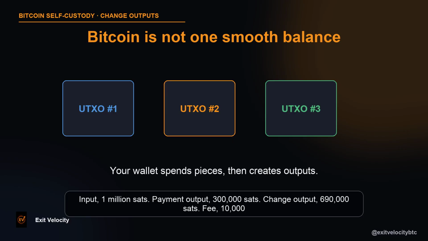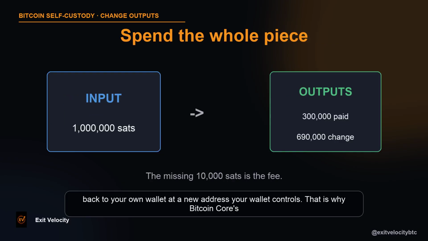One output pays the recipient, one output sends the leftover amount back to you as change, and the fee is the difference between what went in and what came out. So a simplified version looks like this. Input, 1 million sats. Payment output, 300,000 sats. Change output, 690,000 sats. Fee, 10,000 sats. That is the basic shape.